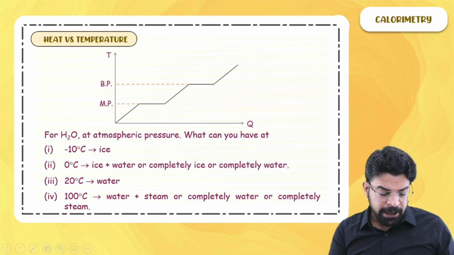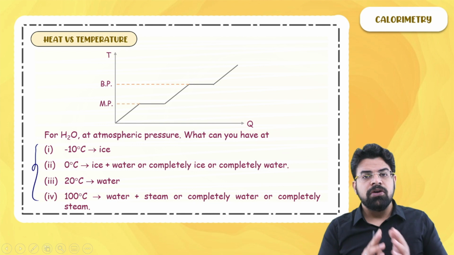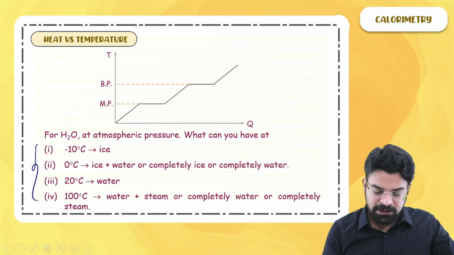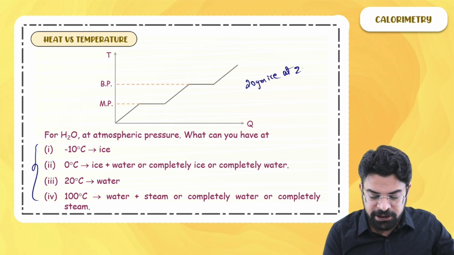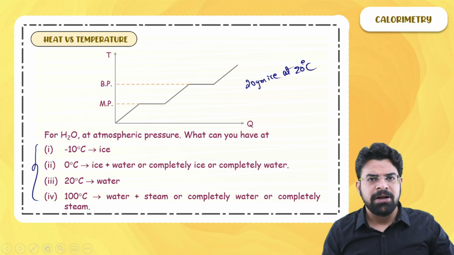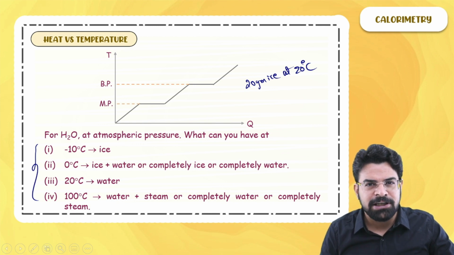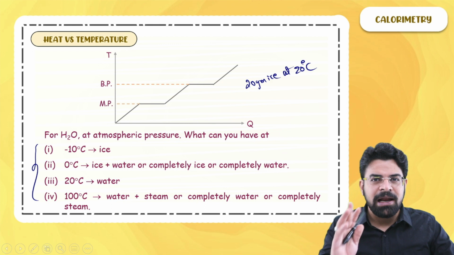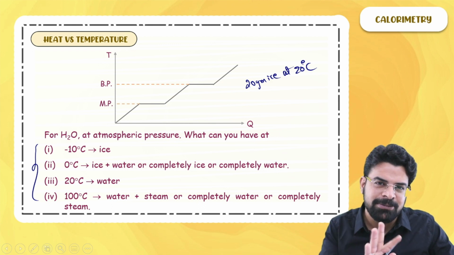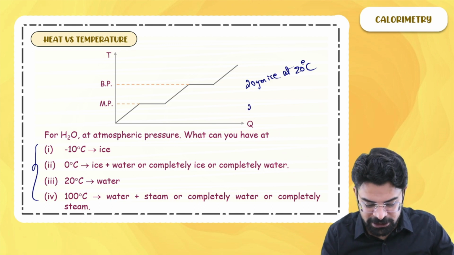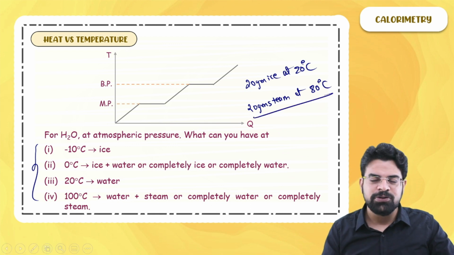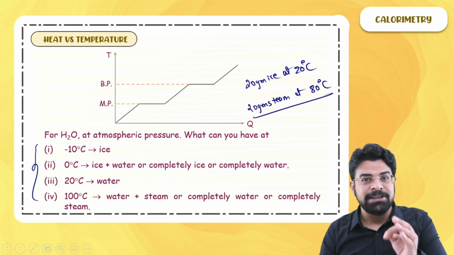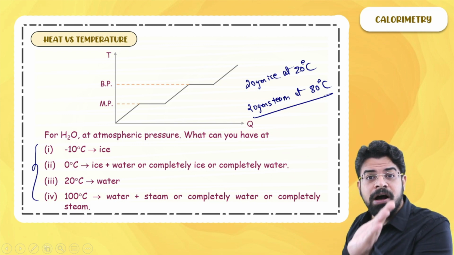Why did I emphasize this small thing? After solving questions of calorimetry, students give me answers like this. Sir, 20 gram ice at 20 degrees centigrade. What a stupid answer is this? How can you have 20 gram of ice at 20 degrees centigrade? If you are having ice, the temperature should be 0 or sub-zero, right? Or students give me the answer 20 gram steam at 80 degrees centigrade. You can't have 20 gram of steam at 80 degrees centigrade. If you have steam, the temperature should be 100 or above.